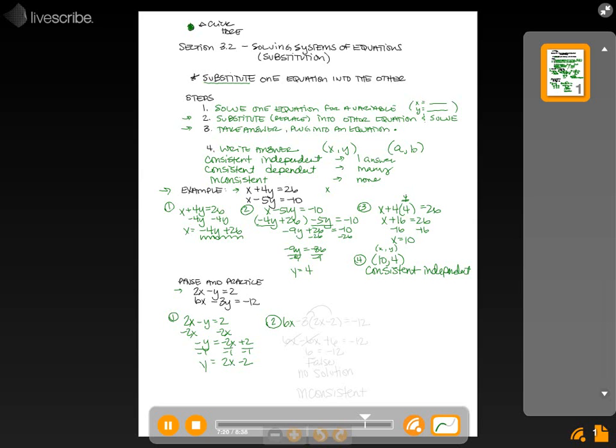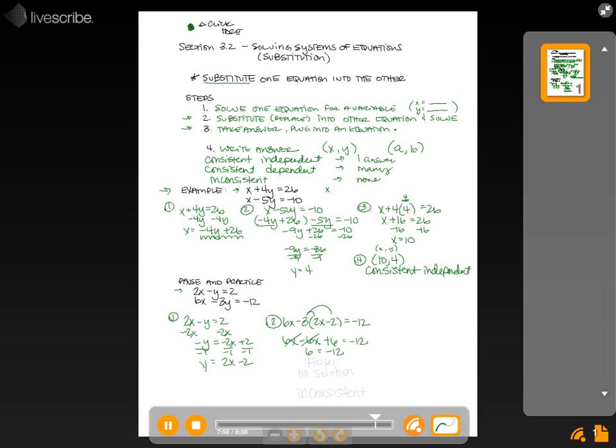6 times x minus 3. Now in place of y, we're going to put 2x minus 2 equals negative 12. Now to simplify this, we have to distribute that negative 3 through. 6x minus 6x, because negative 3 times 2x is minus 6x. Minus 3 times minus 2 is positive 6, equals negative 12. Simplify, our 6x's cancel, and we end up with 6 equals negative 12.